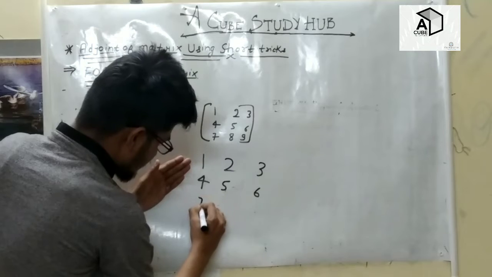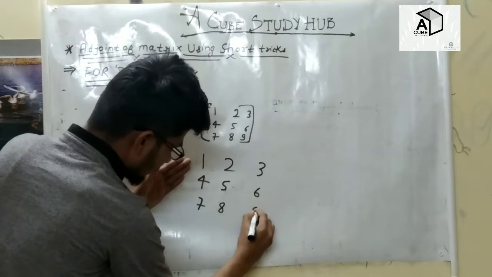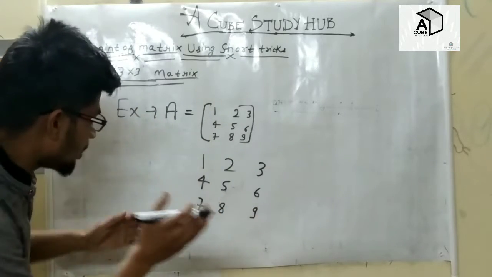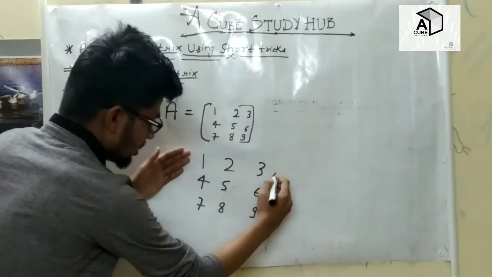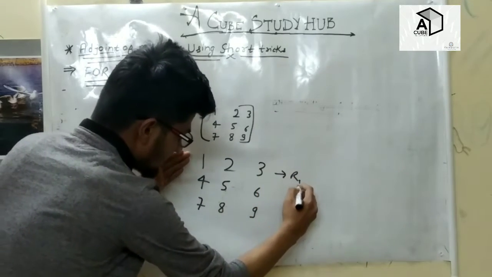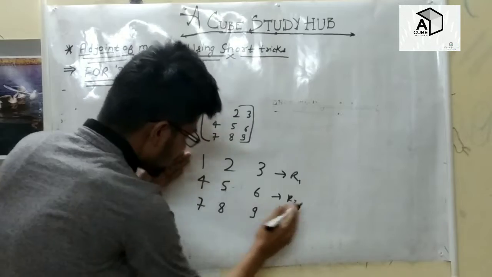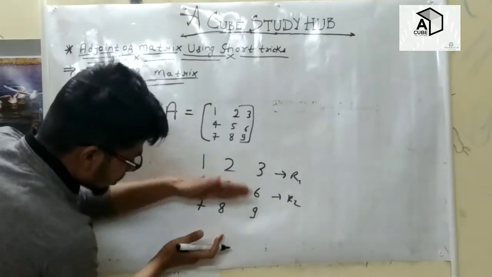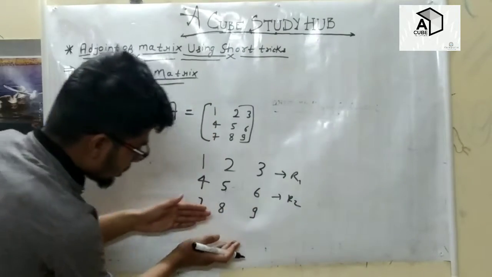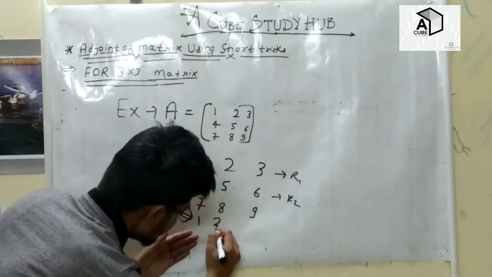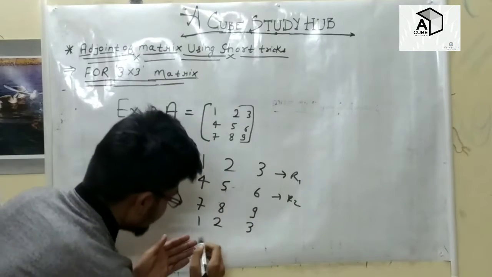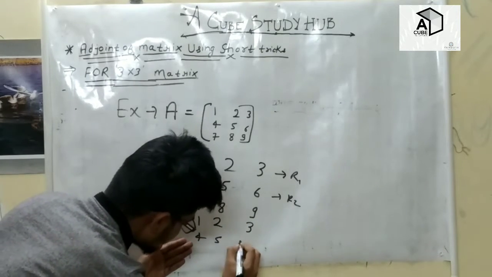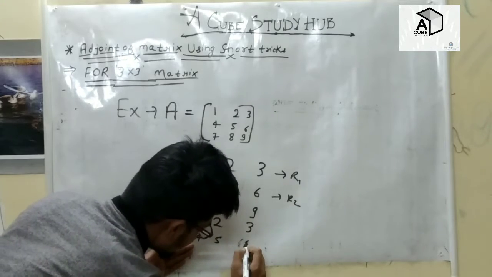1, 2, 3, 4, 5, 6, 7, 8, 9. Now what we will do: as this is row 1 and this is row 2, we will write row 1 and row 2 just here, so 1, 2, 3 and 4, 5, 6.